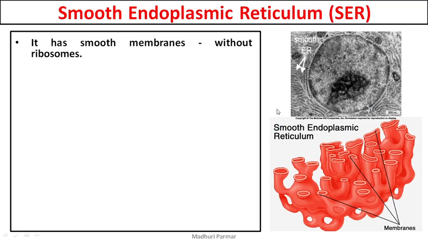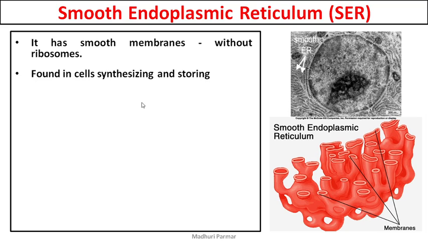We start with the smooth endoplasmic reticulum, SER. It has smooth membranes without the ribosomes. You see here, this is an electron micrograph. And here you can see very smooth lining of the cisternae, and these are nothing but smooth endoplasmic reticulums. Fine?